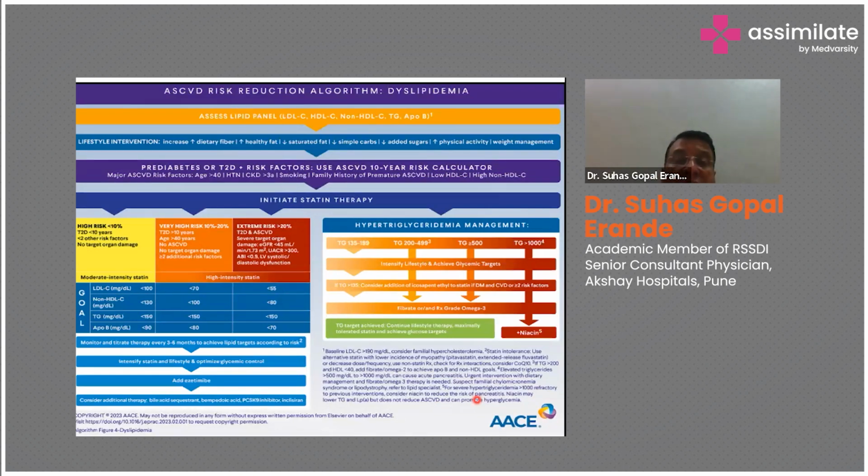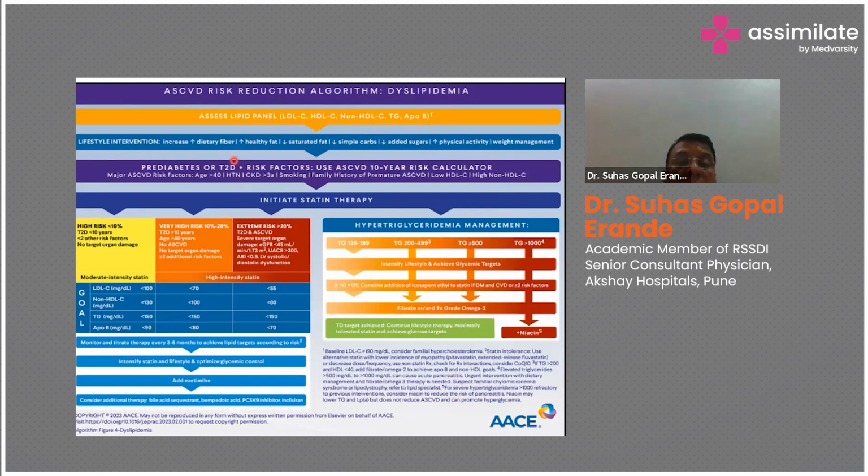Coming to 2023, because that's my title, Managing Diabetes Dyslipidemia in 2023. The 2023 American Association of Clinical Endocrinology guideline, the latest from them, is on lipid or hyperlipidemia management. They ask you to assess the lipid panel: LDL cholesterol, HDL cholesterol, non-HDL cholesterol, triglycerides, and apolipoprotein B. That's something which is important. They say that lifestyle intervention certainly remains the foundation.